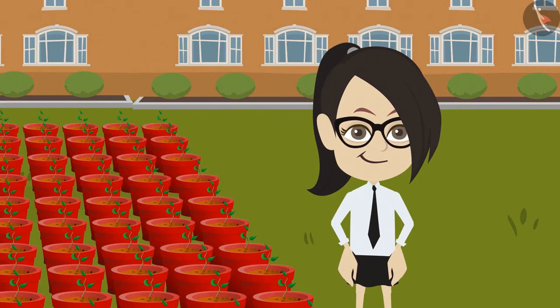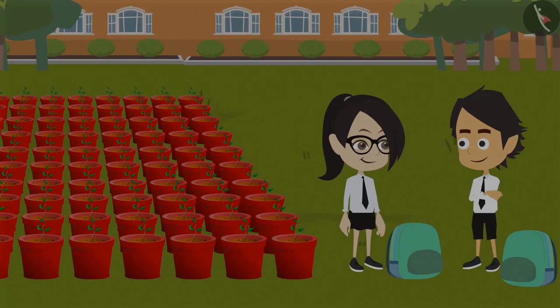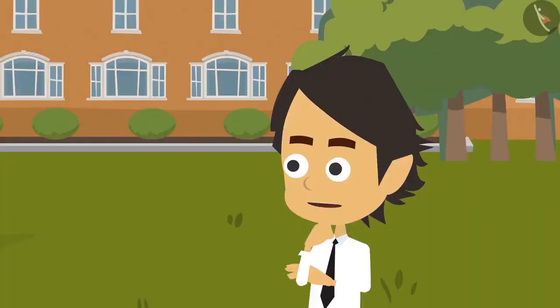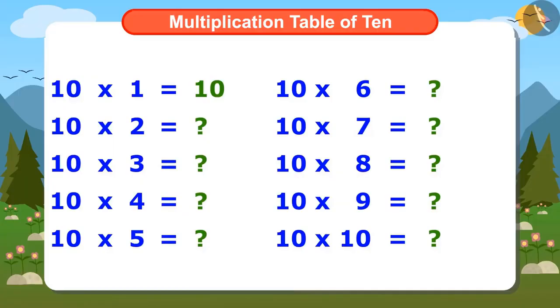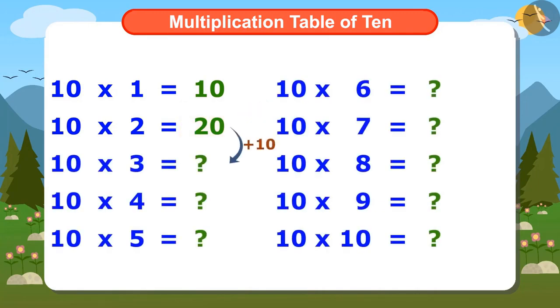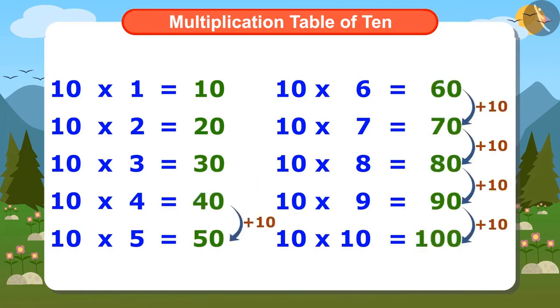Vandana knows another easy way to find the multiplication table of 10. She is telling Ayushman about it. Ayushman, I know another way to find the multiplication table of 10. Okay, then tell me. If we add 10 to the first number 10 of the multiplication table of 10, we will get the second number, that is 20. And so, if we keep adding 10 to the numbers, we can know the multiplication table of 10.